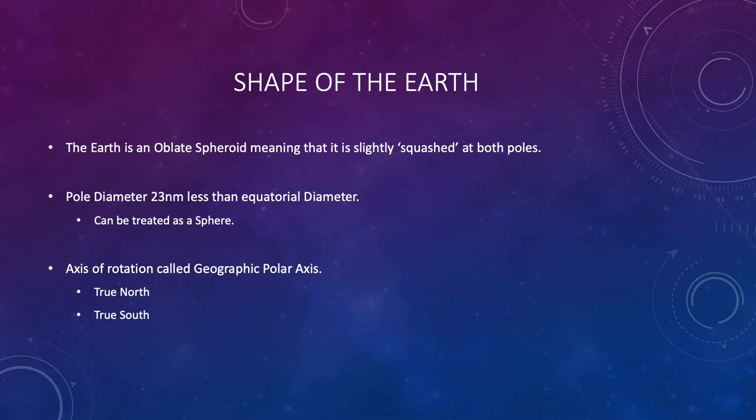Now, the Earth is rotating. It does one rotation every 24 hours, and the axis about which the Earth rotates is known as the geographical polar axis. That axis runs through true north and true south. So it's the northern point of the globe and the most southern point.